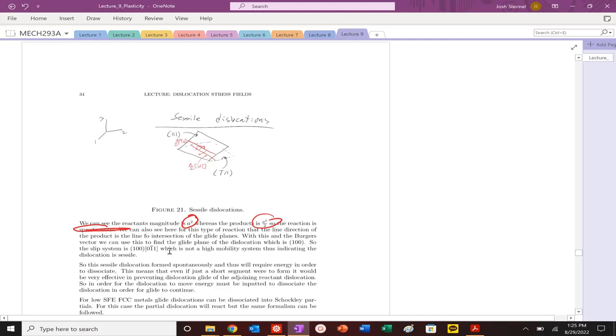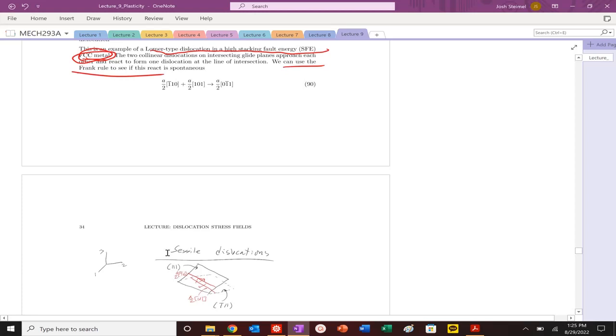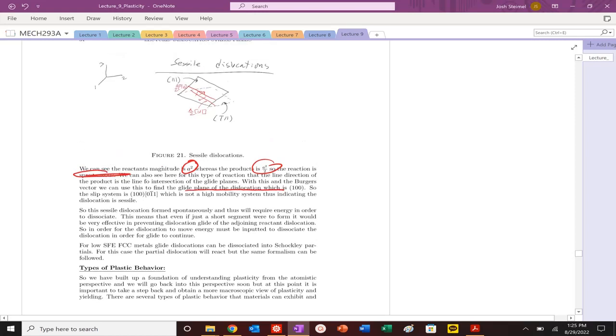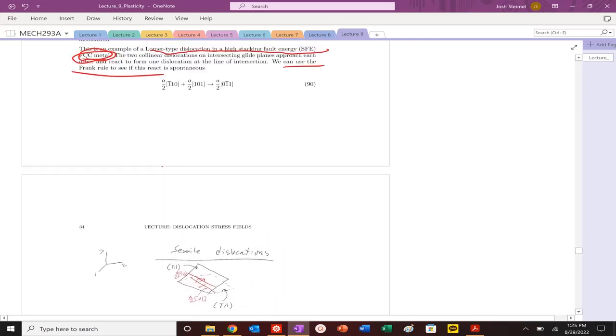But now we need to figure out something very important, very critical. We see our resultant Burgers vector, but what's the plane? What is the glide plane of this new dislocation? How can we calculate that? So we actually have to go back a step, calculate where our tangent vector and the normals are in order to solve this problem. We know that the initial reactants are in 1, 1, 1 and minus 1, 1, 1 planes. So we can use this now to calculate the normals.